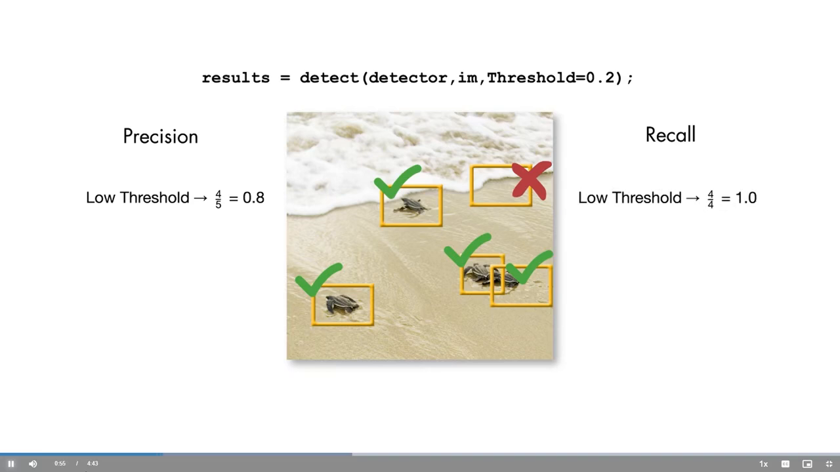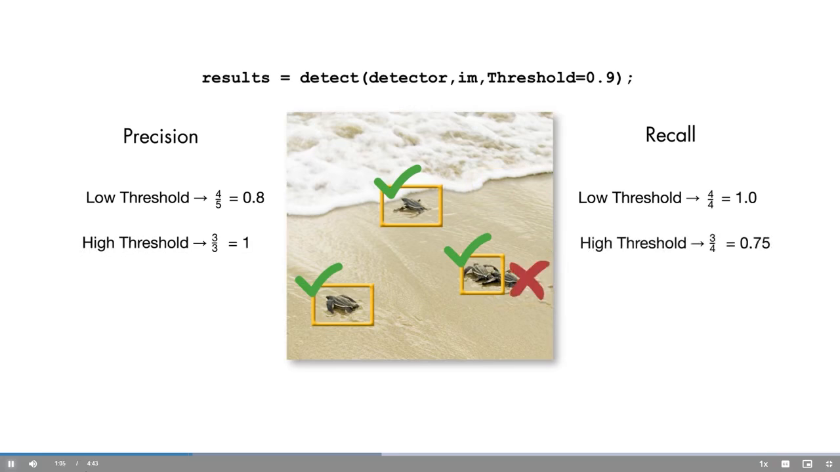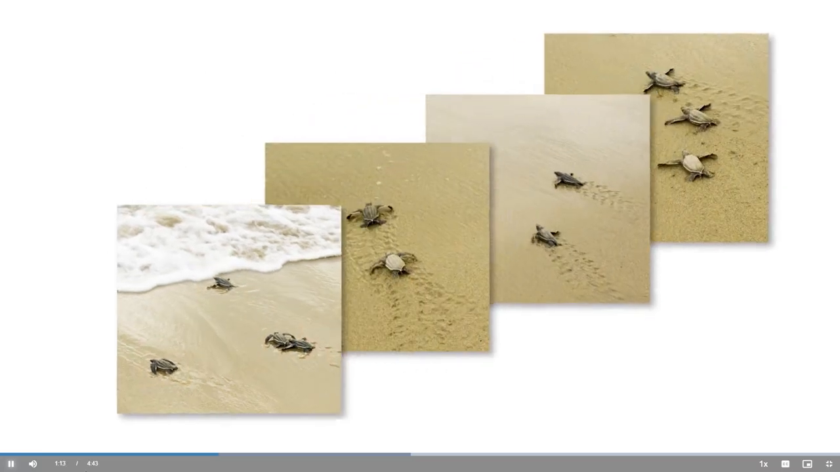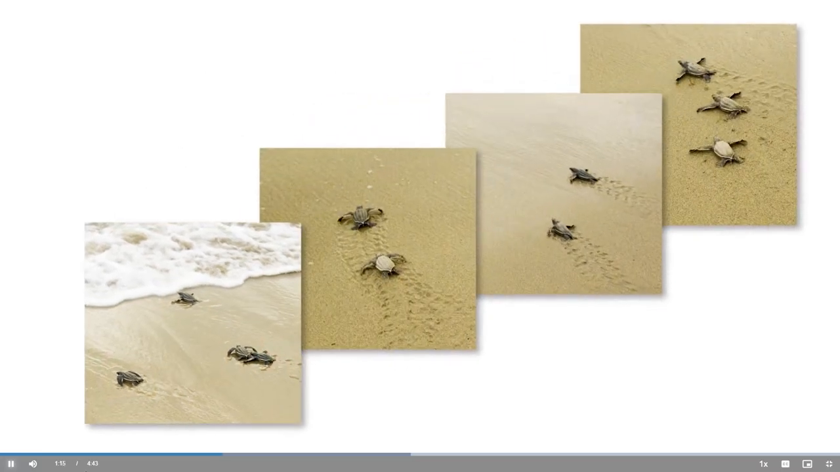With the higher score threshold, all 3 detections are correct, so the precision is 1. But we missed one, so the recall is 0.75. Now, here we looked at the precision and recall for a single image. But it's more common to evaluate how a detector performs on a class using all of the test images.